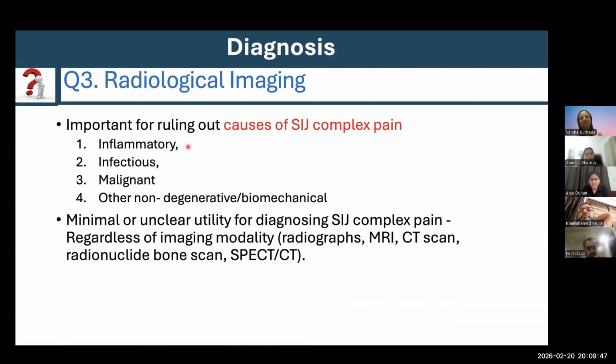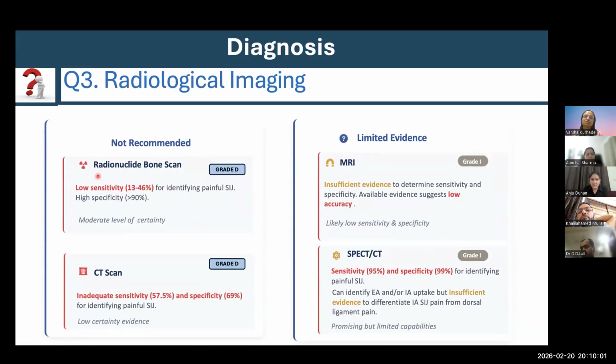Radiological imaging is important for ruling out the causes of SIJ complex pain. However, there is minimal or unclear utility for diagnosing the SIJ complex pain regardless of the imaging modality. The sensitivity of radionuclide bone scan ranges between 13 to 46% for identifying a painful SIJ, though the specificity is high, but it is still not recommended.